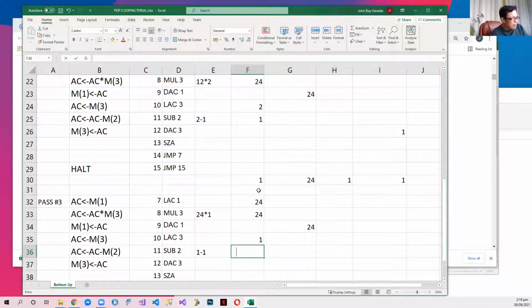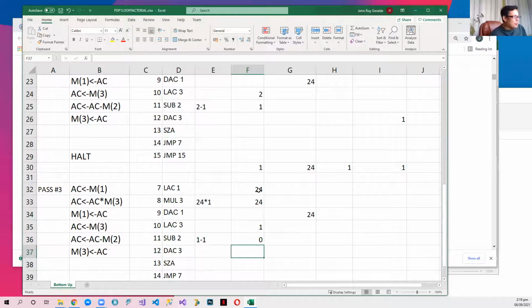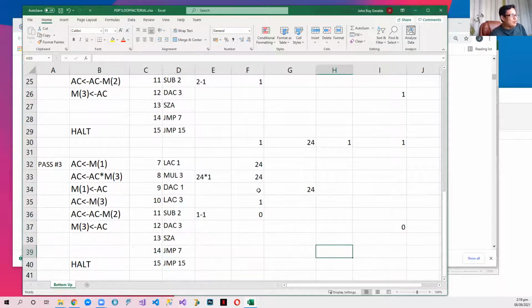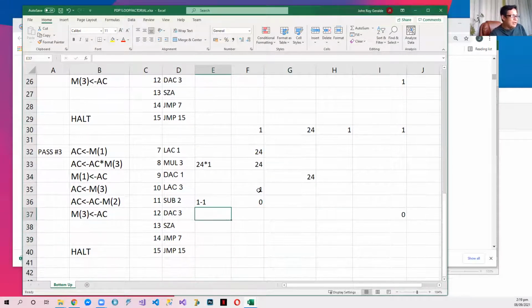1 minus 1 is 0 because we have sub 1. So now deposit accumulator to 3. So the accumulator is now here, 0. Now skip on 0. What will happen? Is the accumulator 0?